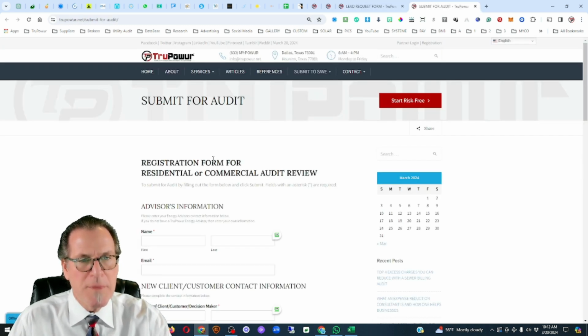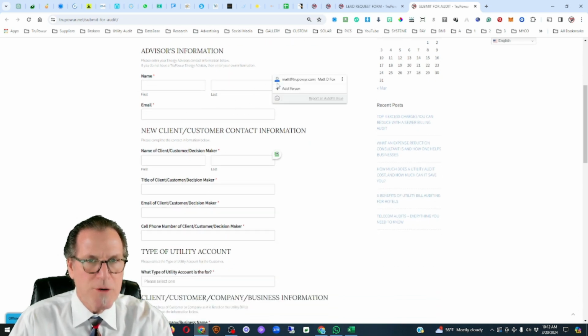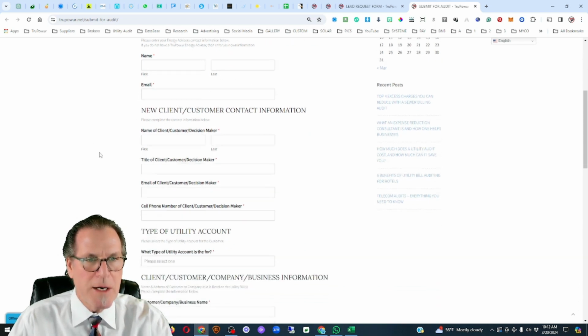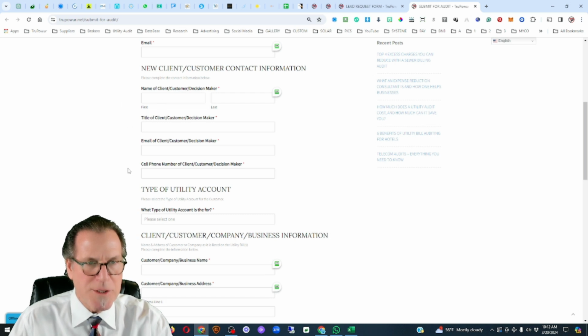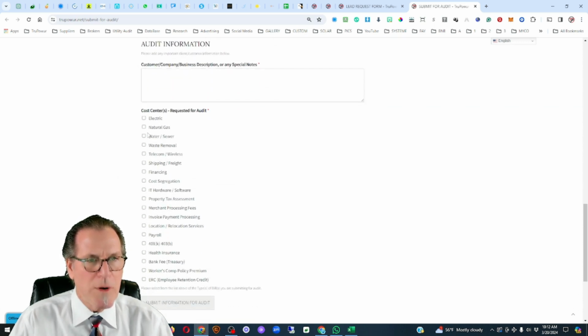the audit submit form is very straightforward. The top three areas are for you to put your information in there and then the customer's information. So after you've collected their utility bill, then you're going to want to upload that to the auditor so that they can get started right away.